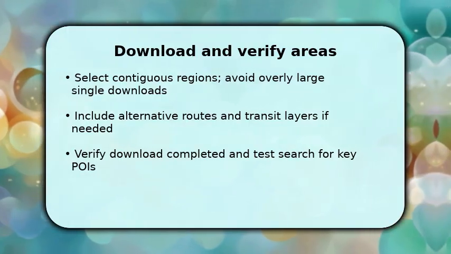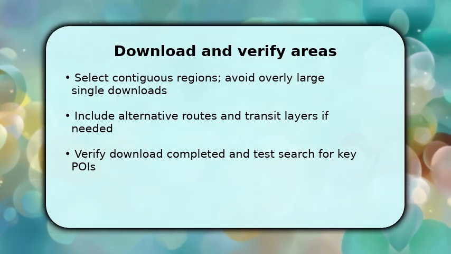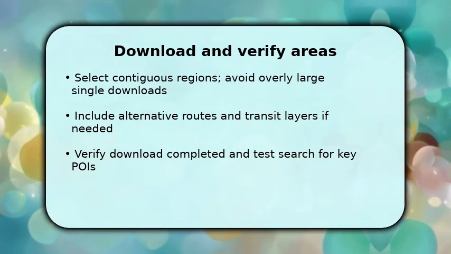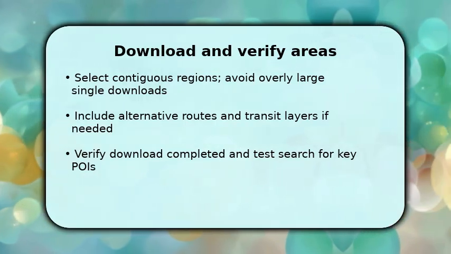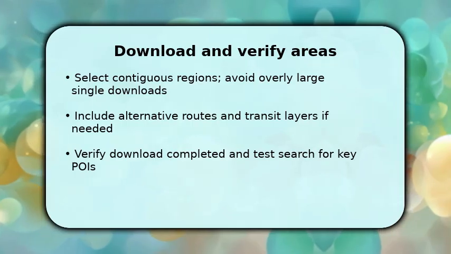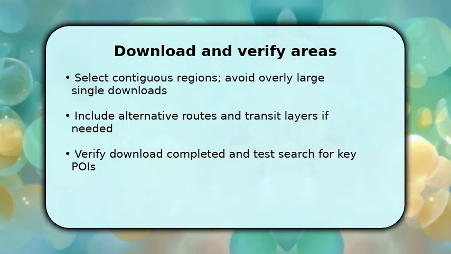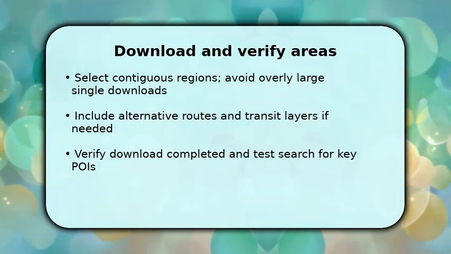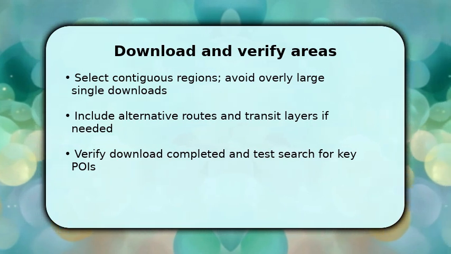Once chosen, include alternate routes and any transit or cycling layers you might use. These expand offline routing options. Start each download and watch progress. Once complete, verify by searching for key points of interest and tapping directions between 2 saved locations. If search works and routes render, you're good. If not, re-download the affected chunk or restart the app, and you finish by maintaining maps.